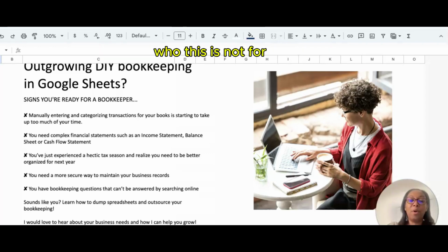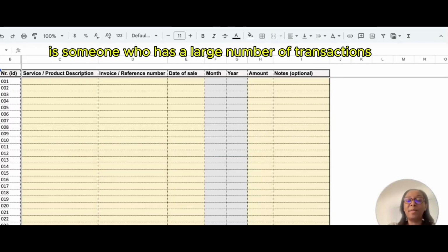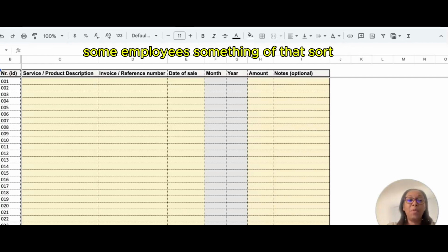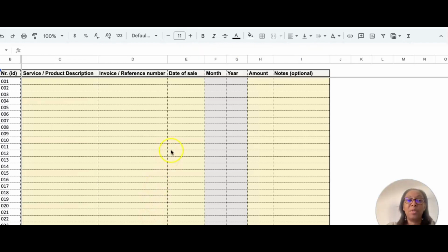Who this is not for is someone who has a large number of transactions, credit cards, maybe some contractors, some employees, something of that sort. This would not be the option for you. So let's kind of dive in.